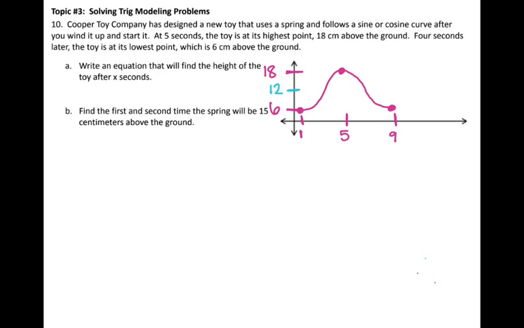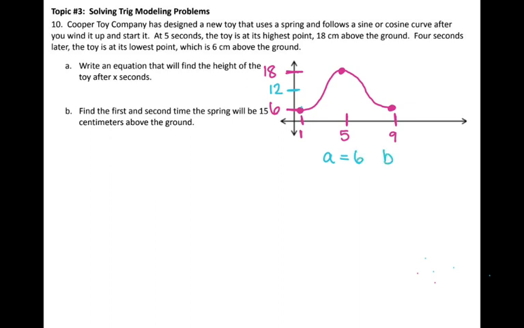Actually, there's three pieces of information. But A is your amplitude, so that's how high or how low your graph goes from your midline. So 12 to 18 or 12 to 6, this distance or this distance, is going to represent your amplitude, which in this case is 6.